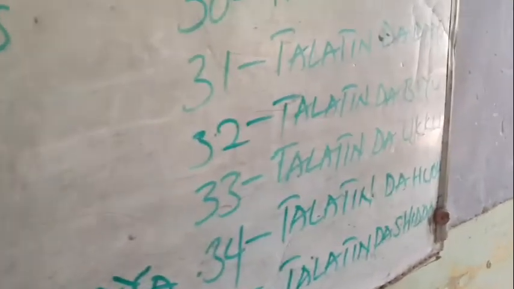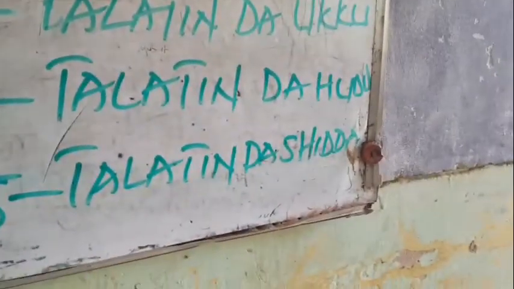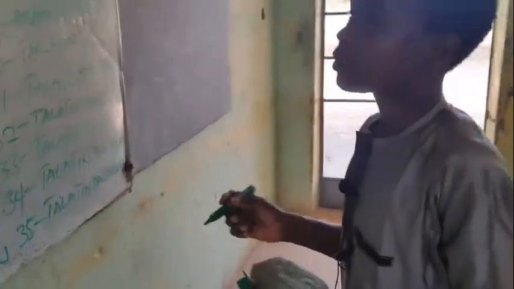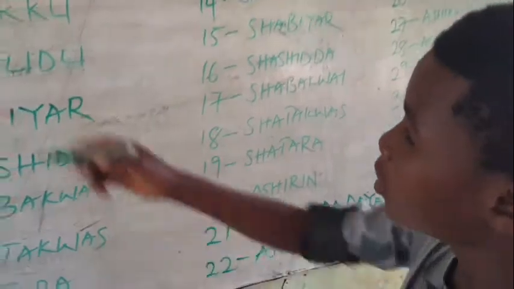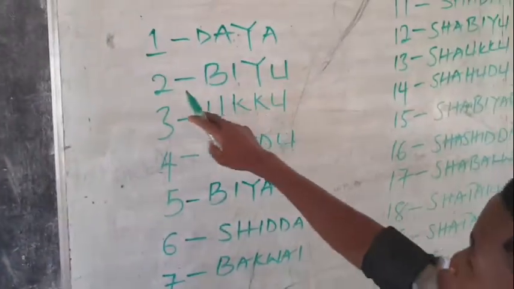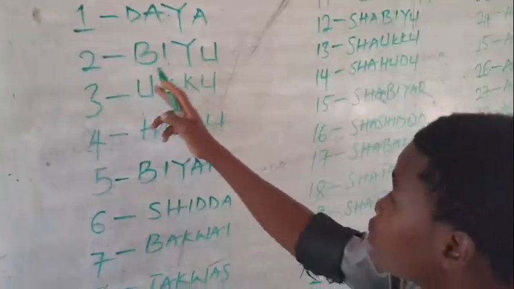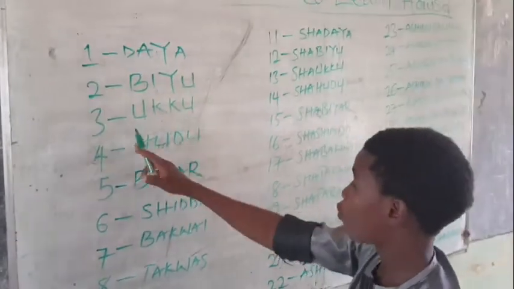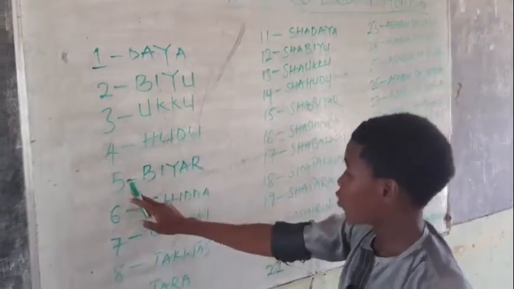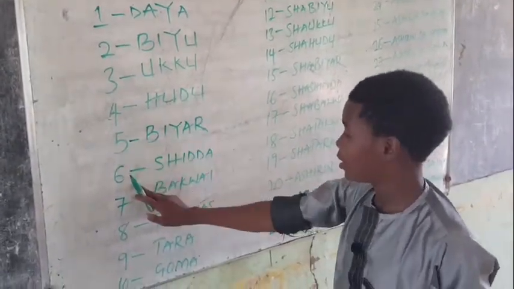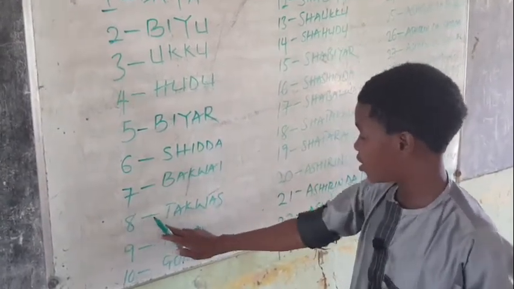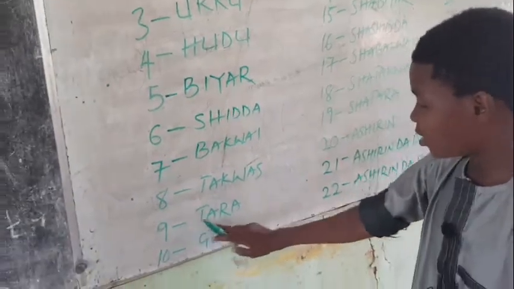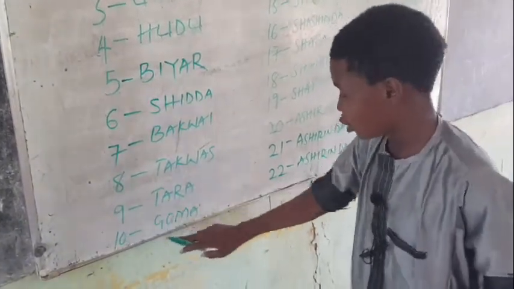So as you can see here, there's not enough board to complete it to 50. So let me just come back and revise it for you so that you understand it. Here 1 daya, 2 biyu, 3 uku, 4 hudu, 5 biyar, 6 shidda, 7 bakwai, 8 takwas, 9 tara, while 10 is goma.